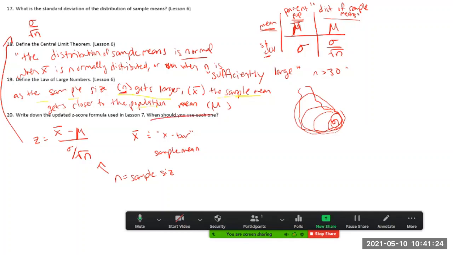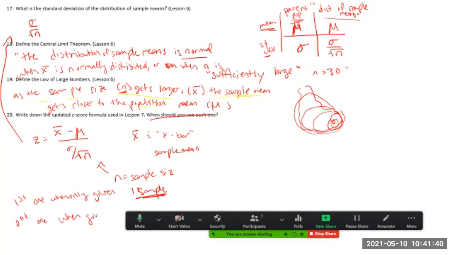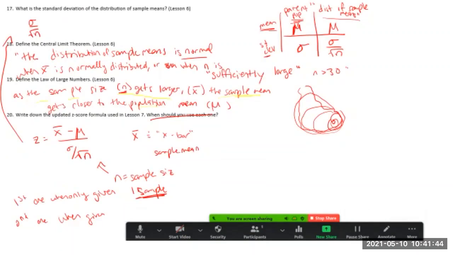When should you use each one? We should use the first one when only given one sample. We could use the second one, this new one, when given a sample size, which is pretty much when you're given n, you use the new one. You use the one that has an n in it.